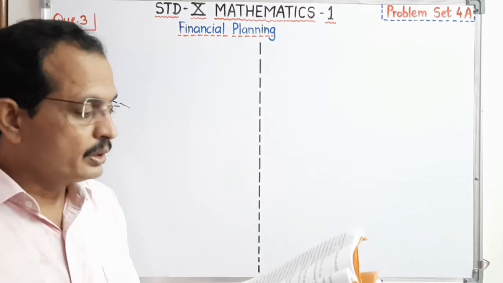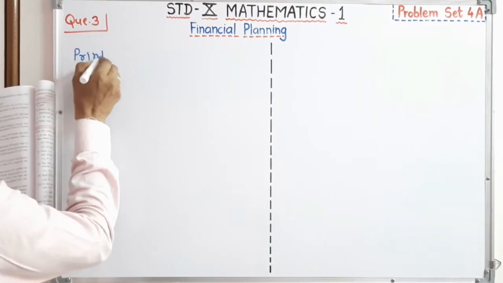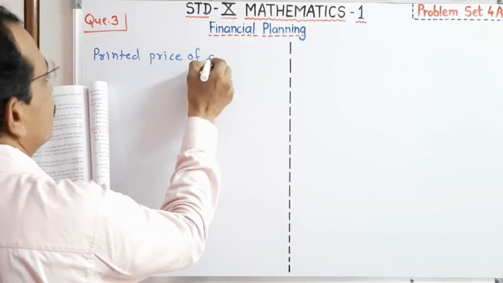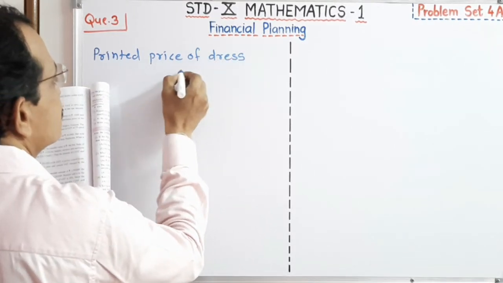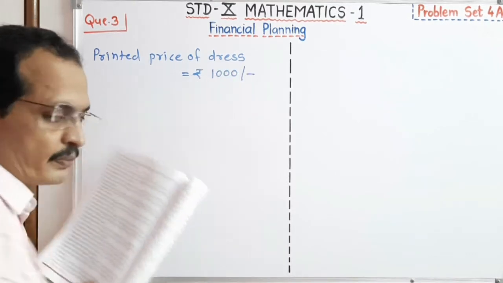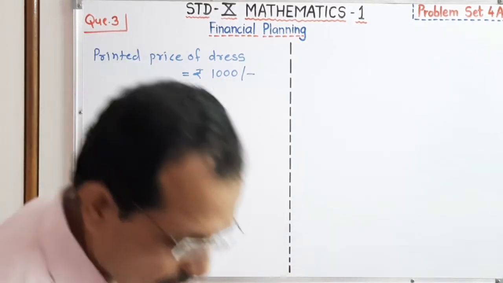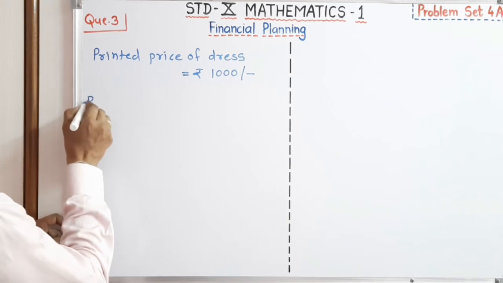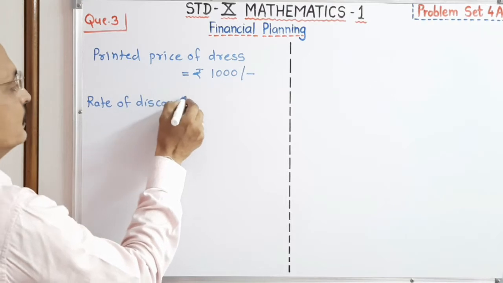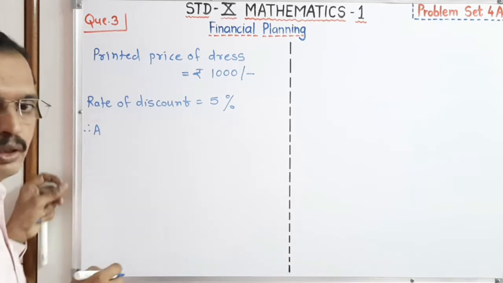Therefore, students, we have to write here first of all: printed price of dress is equal to rupees 1,000. Got it? Rupees 1,000. And rate of discount is equal to 5%. Therefore, we have to find out the discount amount.